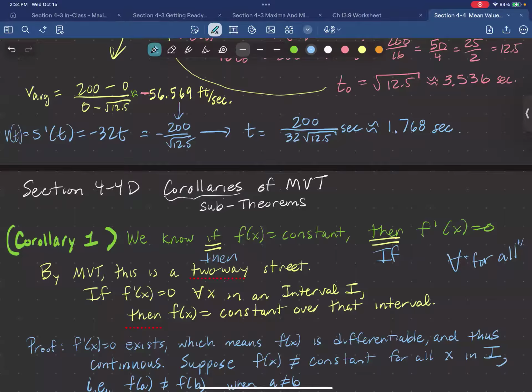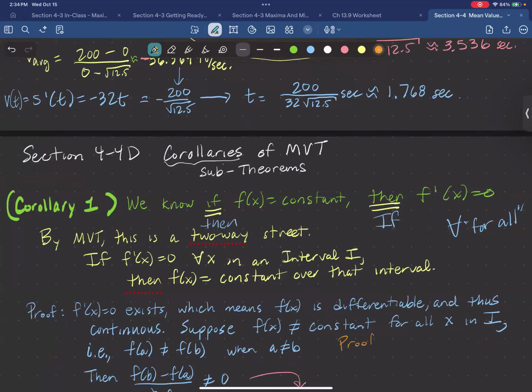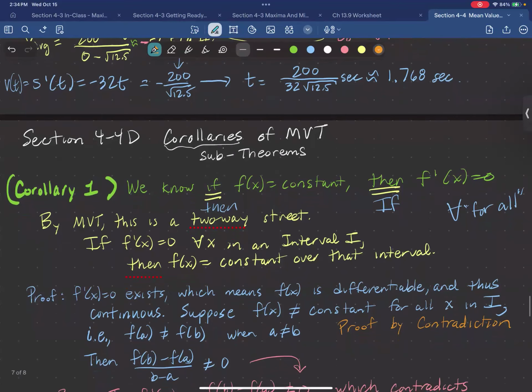So we're going to do proof by contradiction. This is what this is called, proof by contradiction. We are going to suppose that f(x) doesn't equal a constant for all x, which means f(a) does not equal f(b) for some points a and b in the interval. Which means when we take the slope of those 2 points, (f(b) minus f(a)) over (b minus a), that doesn't equal 0.